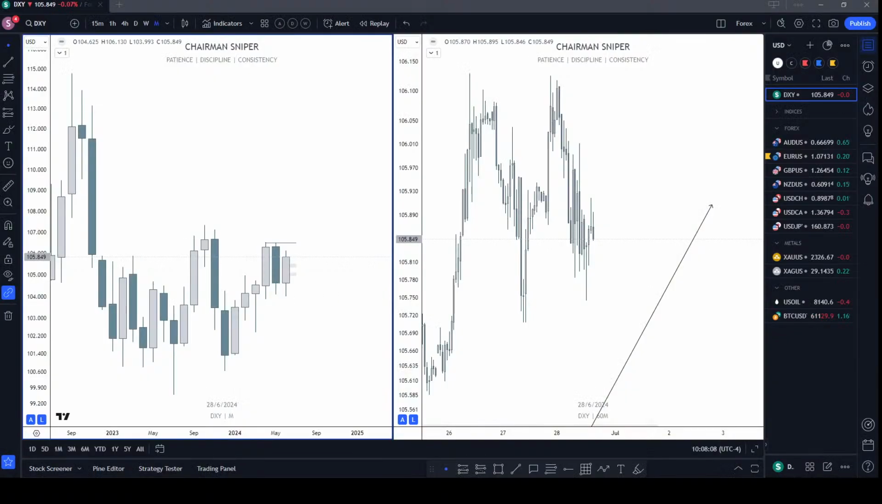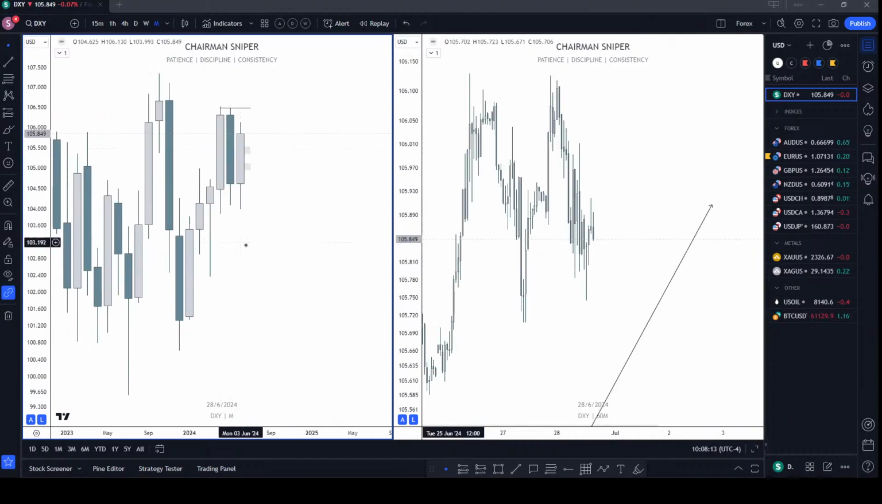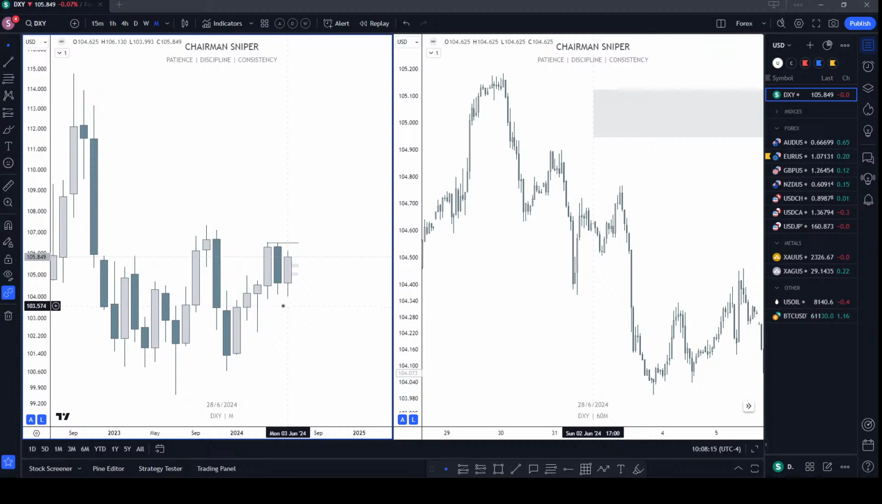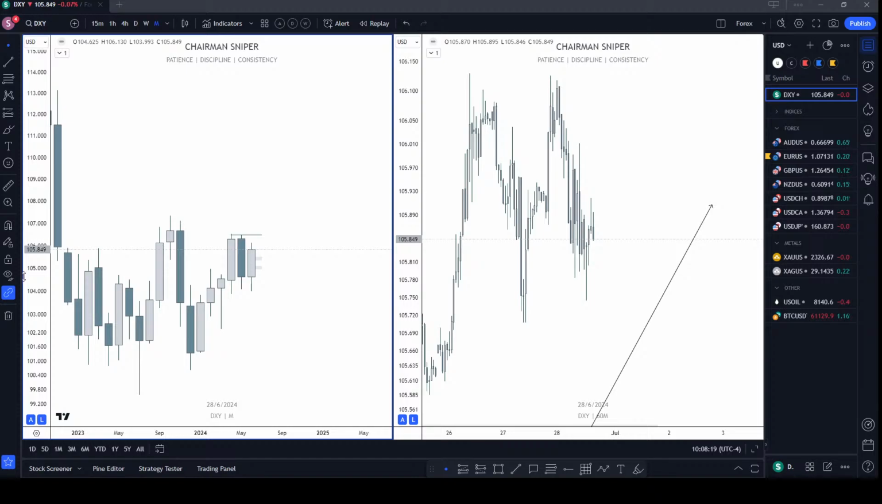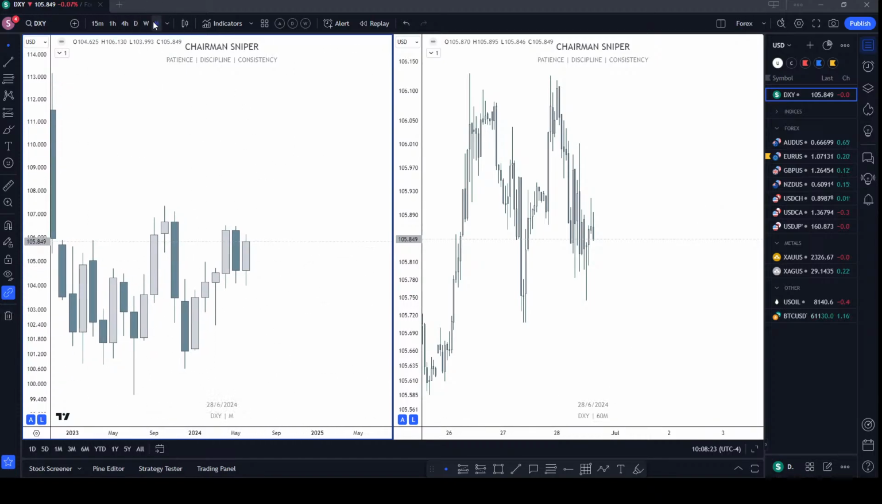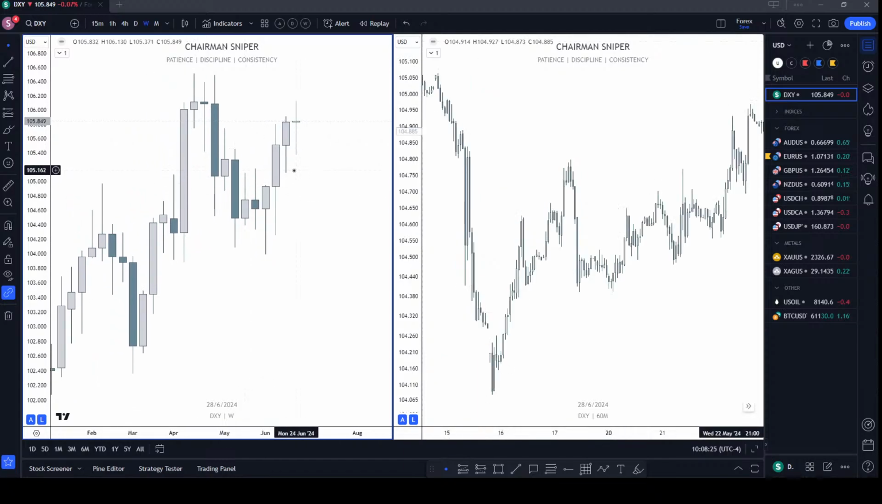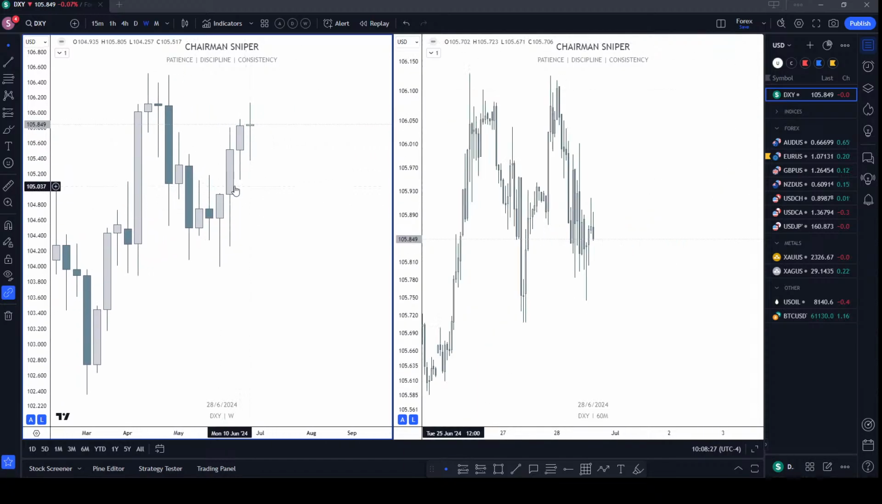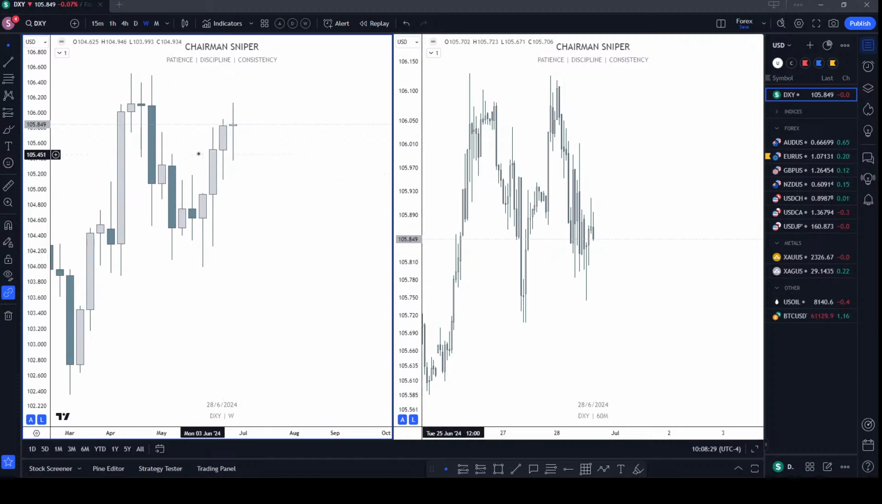All right. Now we're looking at the DXY. So for last week, we did expect higher prices, which we did get on the monthly. The overall look of price hasn't changed much at all. On the weekly, we do see that we have this bullish fair value gap right here. This would be more of a breakaway gap in my personal opinion.